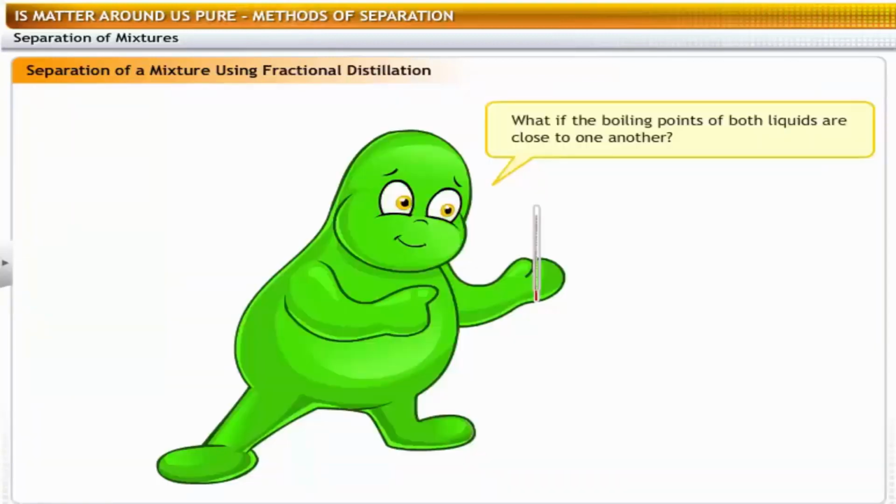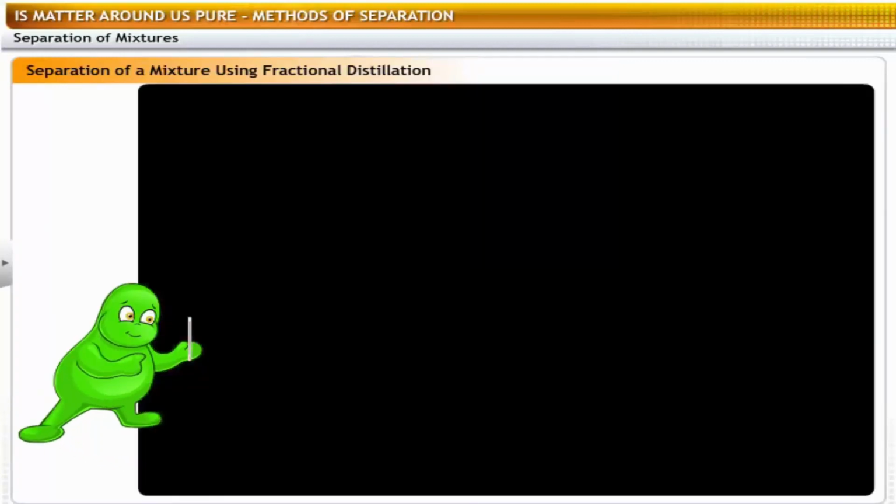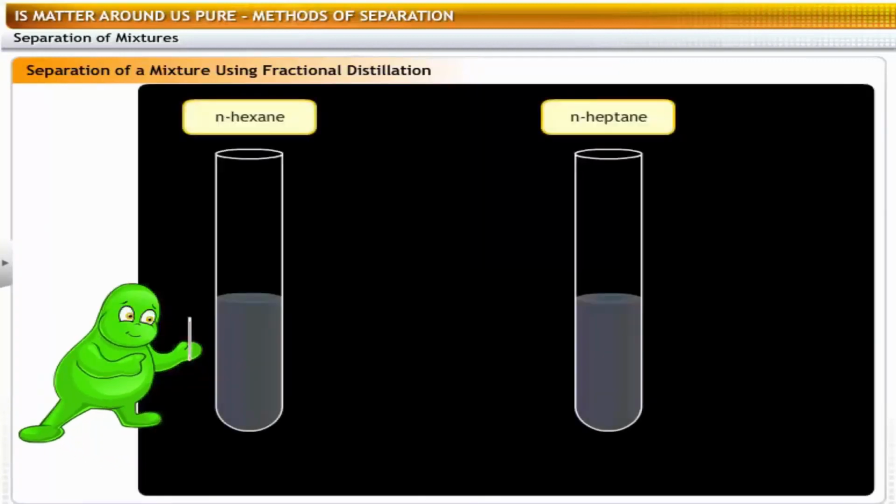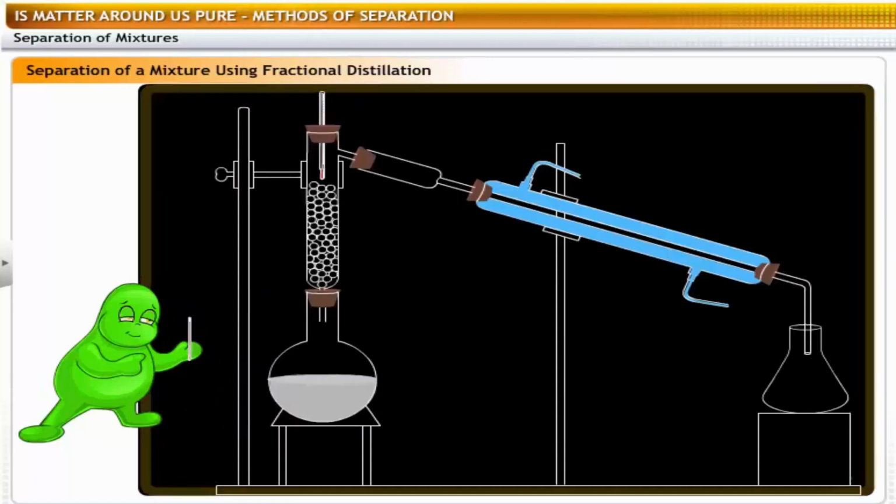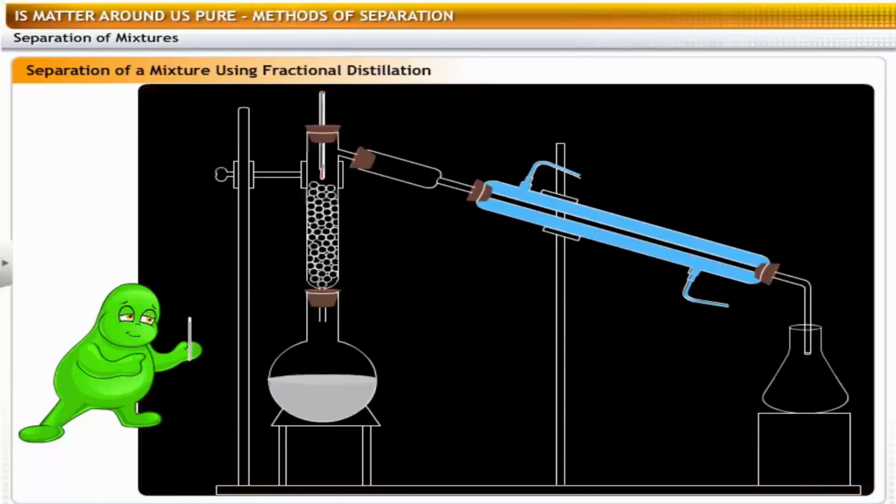What if the boiling points of both liquids are close to one another? In case the difference in the boiling points of the liquid is less than 25 Kelvin temperature, you can use the fractional distillation method. Let's take an example of two such liquids, N-hexane and N-heptane. As you can see in the diagram, the apparatus is almost the same as used in distillation.